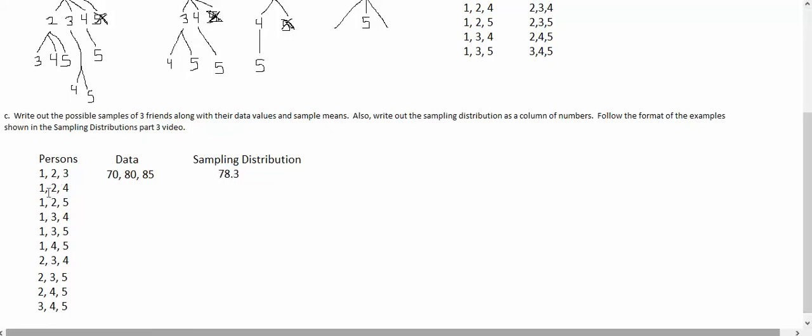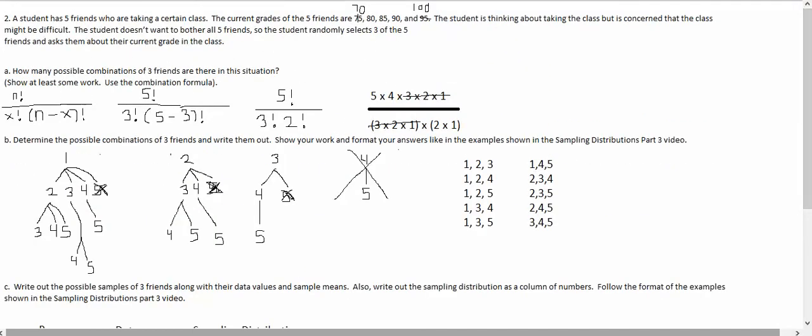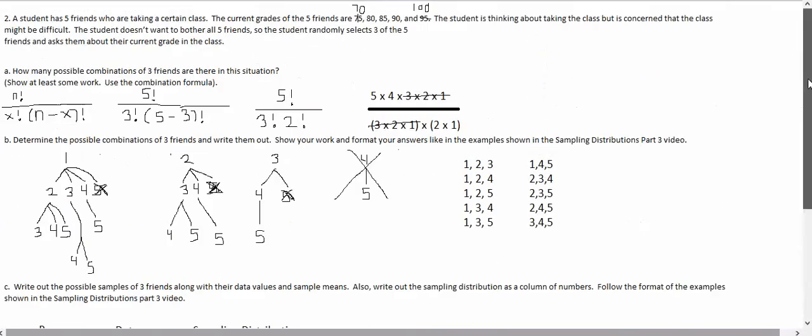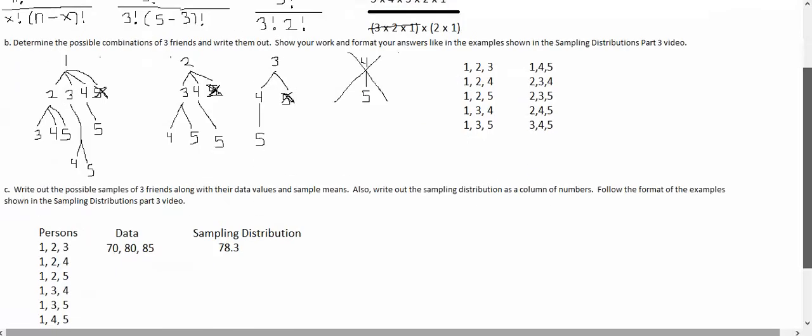And now let's move down to person 1, person 2, and person 4. Let's go up here again. Person 1 is getting a grade of 70. Person 2 is getting a grade of 80. And person 4 is the 90. So it's going to be 70, 80, and 90.